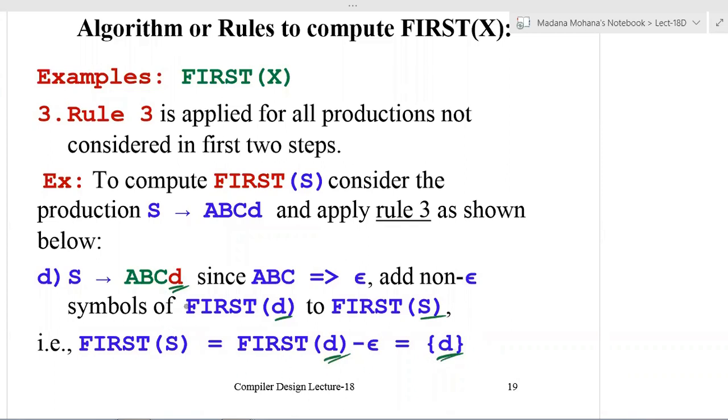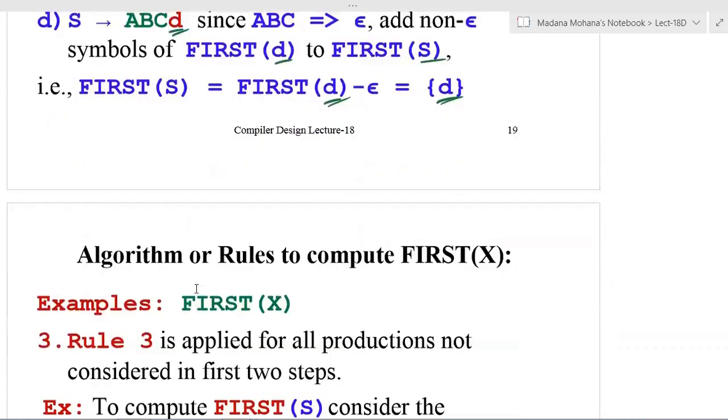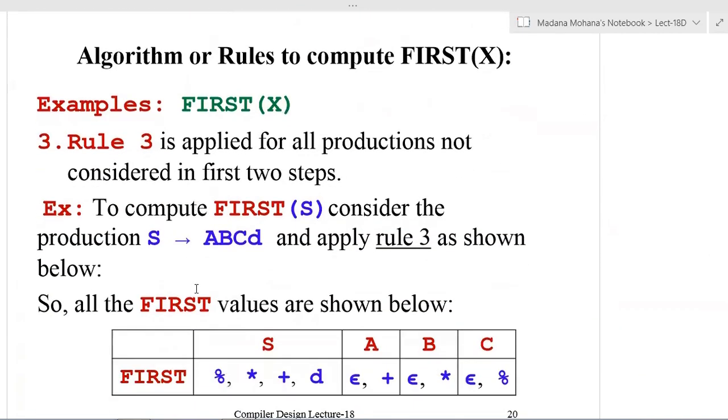Therefore, by combining all these values, all the first values are shown below. First of S equal to percentage, comma, asterisk, comma, plus, comma, D. This is all the first value. Here null is not there because of rule 3. Like that you have to apply rule 3.